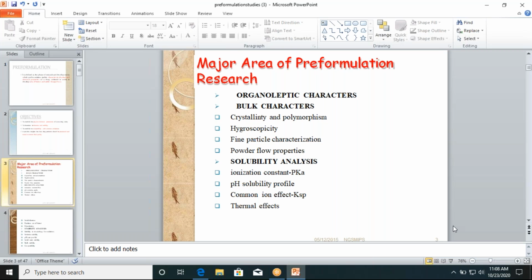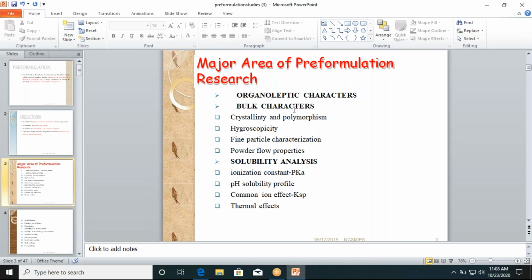So what are the areas that you will be characterizing when you are going for pre-formulation? The first one will be organoleptic characters. So the odor, taste and color of the product will be determined. Once the organoleptic characters are done, you will go for bulk characters of the drug.